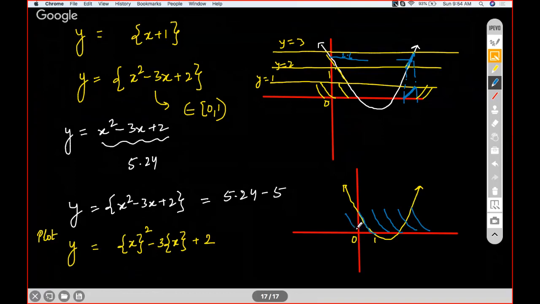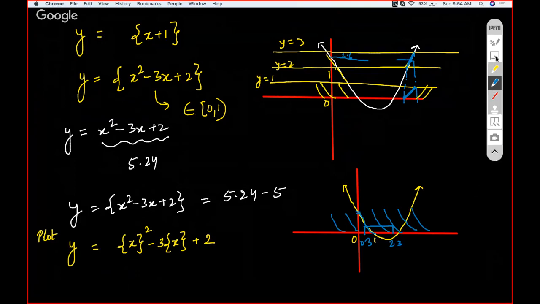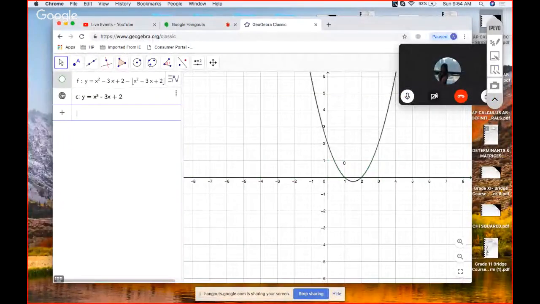Are you getting this point? Because whatever x value you put, let's say you put x value as 2.3, then the fractional part of 2.3 will be just 0.3. So at 2.3, it will draw the same graph as what it had drawn for 0.3. Are you getting this point? So it will start plotting the same part, which I'll show you over here.